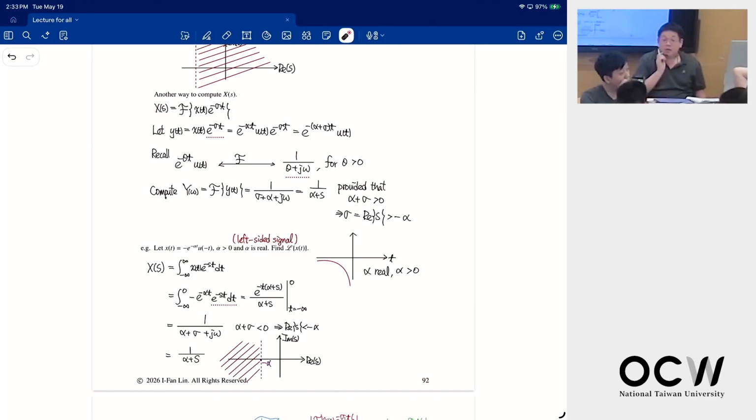So now you know that if you want to find the Laplace transform, this is not the only result. You also need to tell me the region of convergence, because different regions of convergence may give you a different signal. Okay.